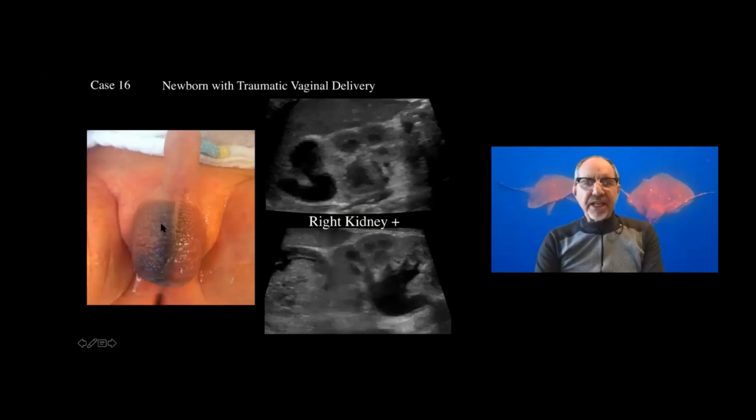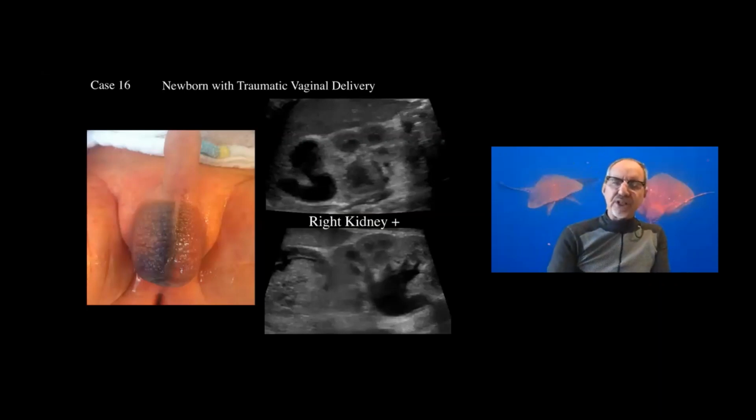So if you see something like this, I think a kidney ultrasound is indicated to assess the adrenal glands, as well as a hematocrit, as well as definitely watching this baby for other types of internal bleeding.